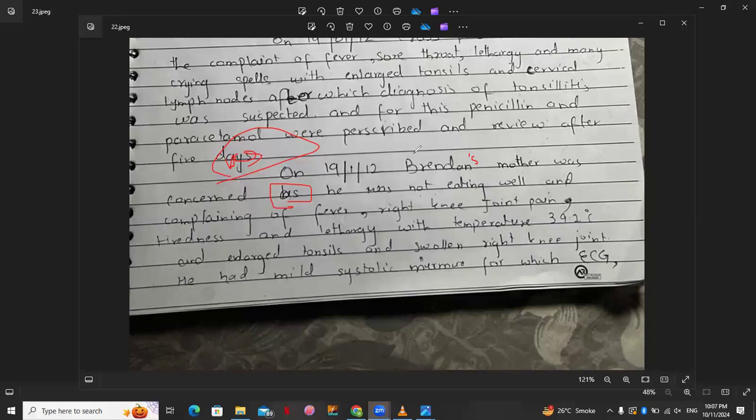As he was not eating well and complaining of fever, right knee joint pain, tiredness, and lethargy with temperature 39.2 Celsius and enlarged tonsils. Again, see the same mistake, the never-ending circle is moving. It's like starting and you have made up your mind that you're not going to end your sentence until the letter is finished. So it's a very silly mistake. Please don't do that.